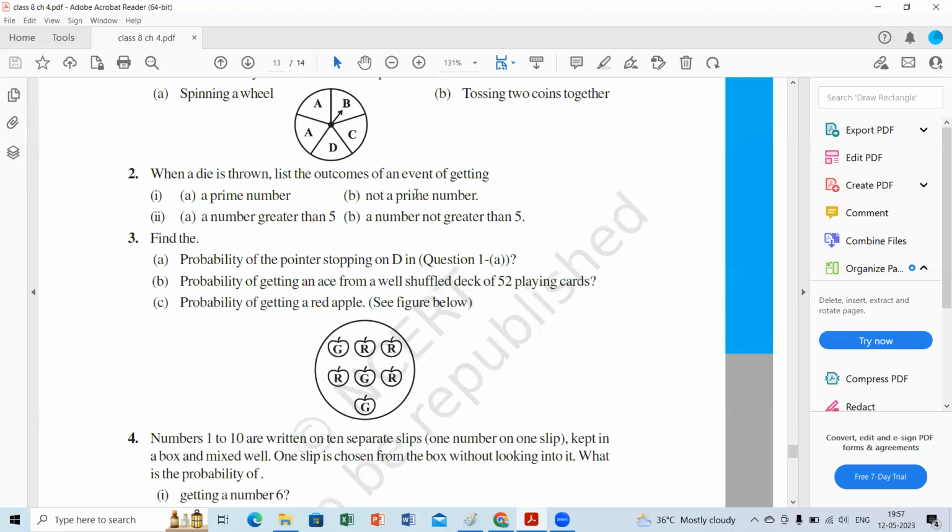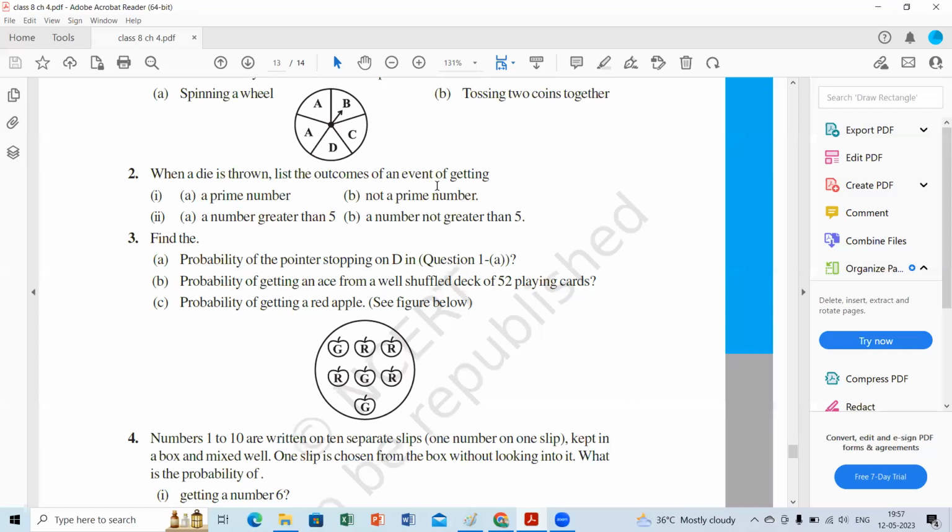Not a prime number means an even number. Maybe 1, 4, 6. So 1, 4, 6 — that is 3 out of 6. That means 3 by 6, which is half the chance.